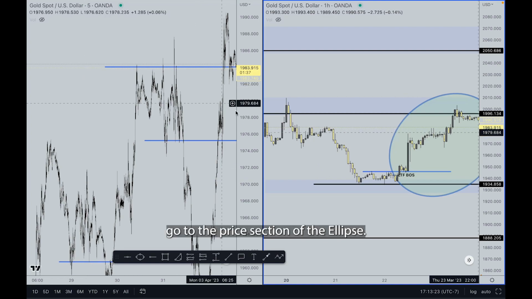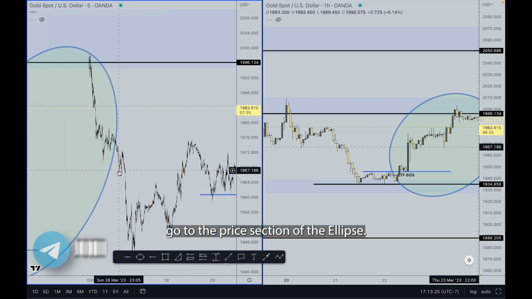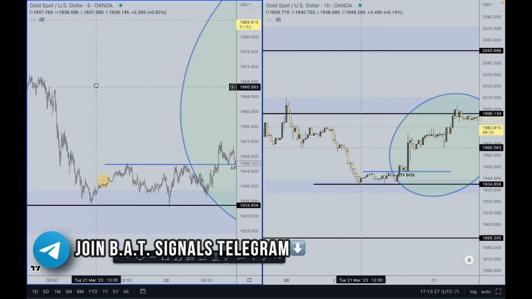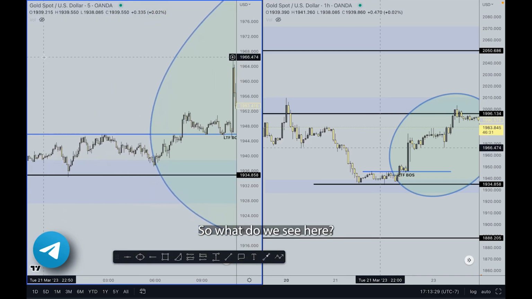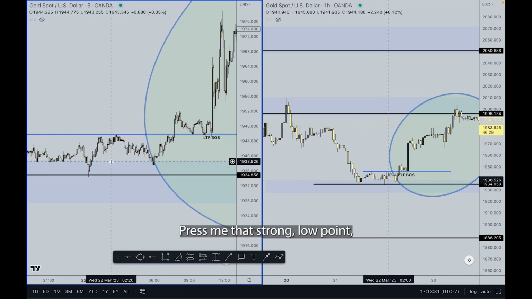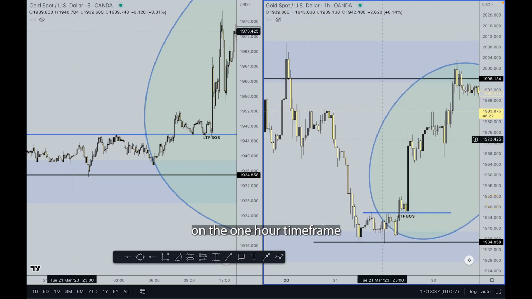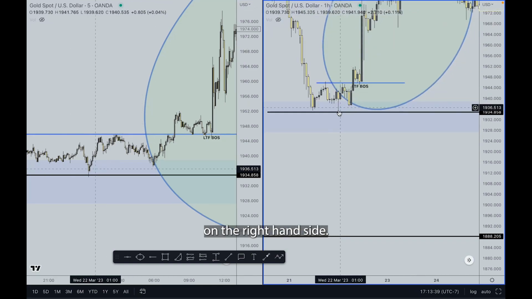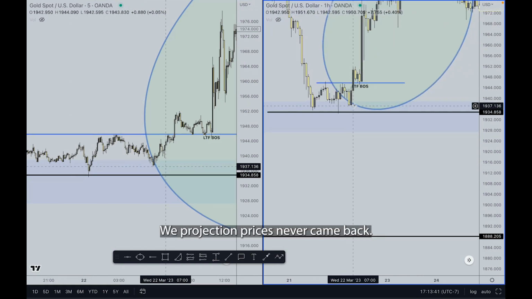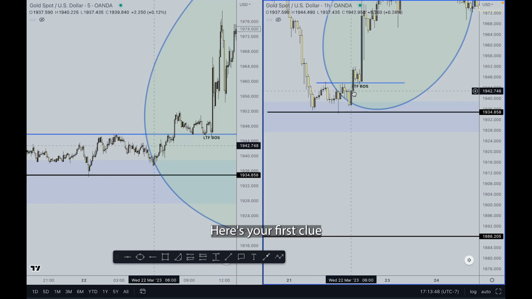And let's go to the price action in the ellipse. So what do we see here? See that price made that strong low point, pushed up, came back for a retest, which is a higher low point here on the 1 hour time frame on the right hand side. Wick rejection, price never came back. Retested this area of demand and area of support. And then we had a strong bullish volume candle. Here's your first clue that price wants to start moving bullish, okay?